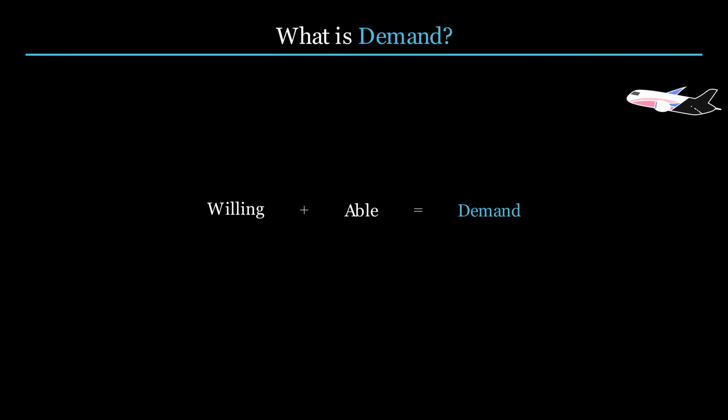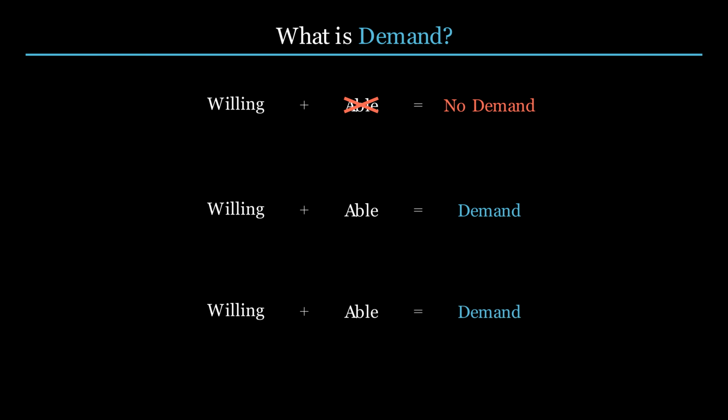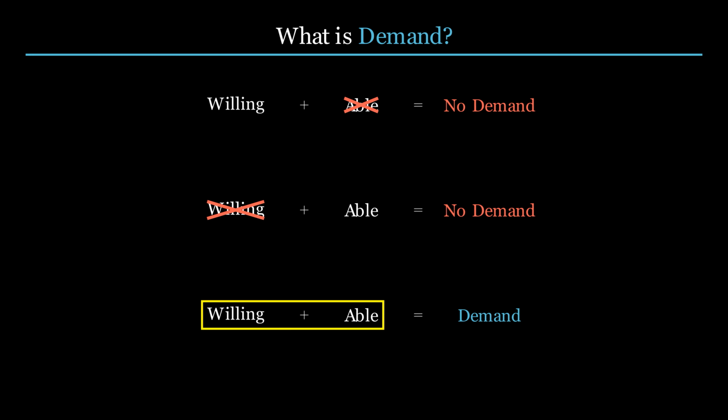For example, you might want a private jet but can't afford it. That's not demand. Or maybe you can afford one but have no desire to own it. That's not demand either. So, to have demand for something, both conditions must be met. You must be willing to buy it and you must be able to afford it.